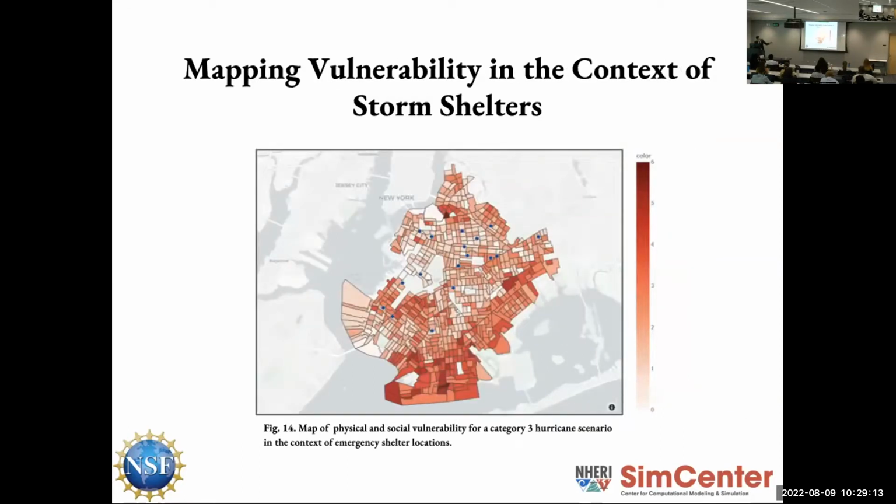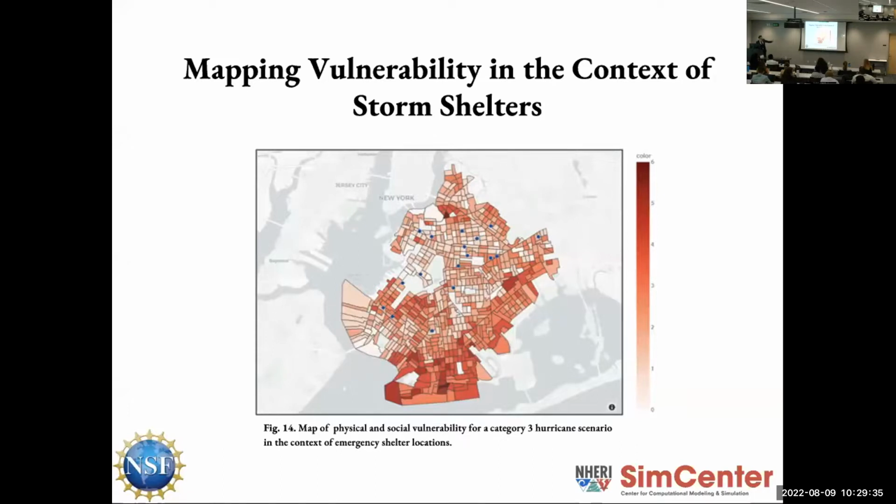This one here was aggregated of all 6 vulnerability indicators for a Category 3 hurricane. As you can see, the most prevalent vulnerability is within the peninsula with the Coney Island and Brighton Beach area. And those blue dots, we're finally getting here, are the emergency shelters.